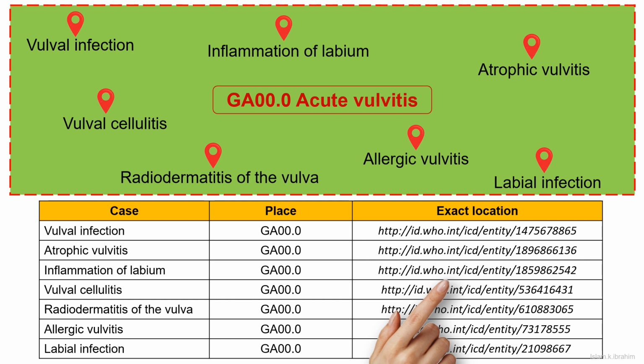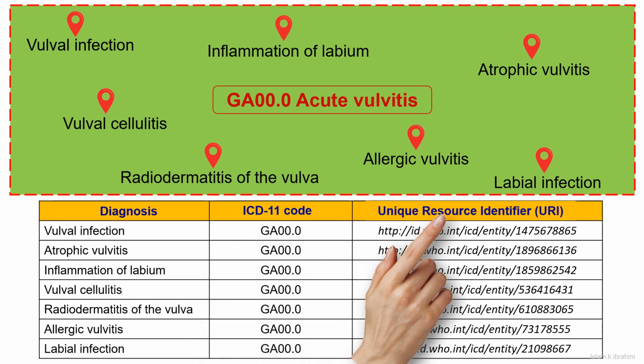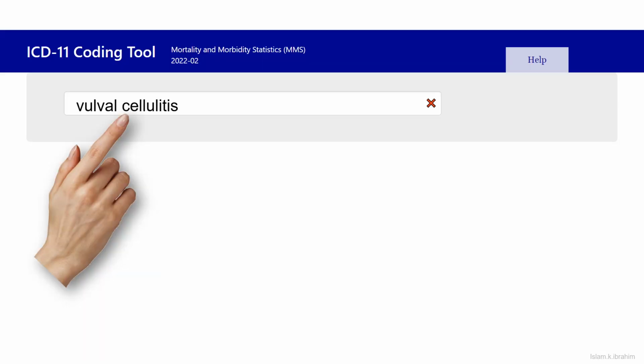So for every diagnosis we type into the coding tool, there is an ICD-11 code under which it is classified and based on which statistical reporting will be done, and a unique identifier, also known as a URI, or Unique Resource Identifier. Let's see it for ourselves on the coding tool.